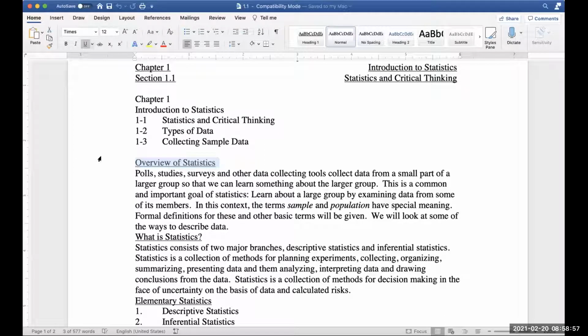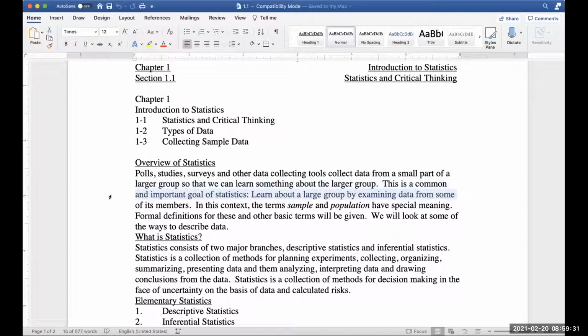So, statistics is things that you see every day. You see polls, surveys, where people are collecting data in order to make some inferences about a larger group and somehow trying to learn something about the larger group by using data from a smaller group.